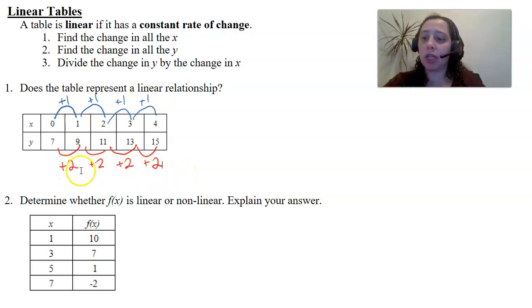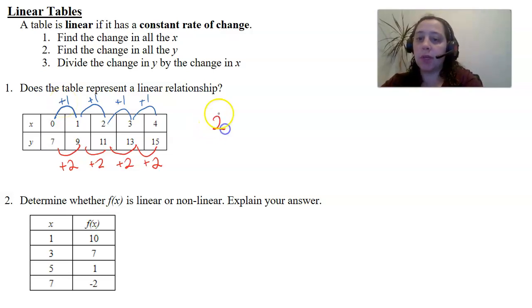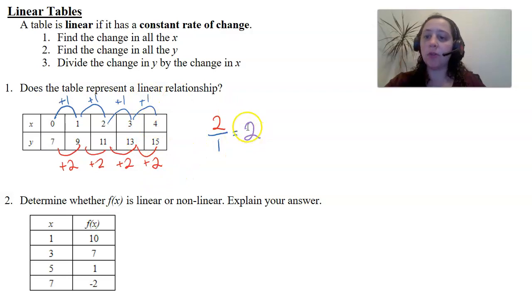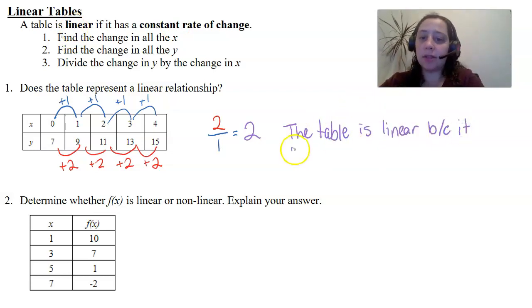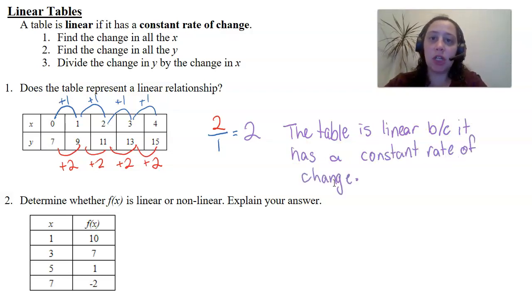Now we're going to take our change in y and divide by our change in x. For the first pair, we have 2 divided by 1, and that gives us 2. And notice for our next pairs, we get the same answer: 2 divided by 1 is 2, and 2 divided by 1 is 2. Because all of our rates of change are the same, we can say it has a constant rate of change, and this table is linear. The table is linear because it has a constant rate of change, or you could say because the rate of change is the same.